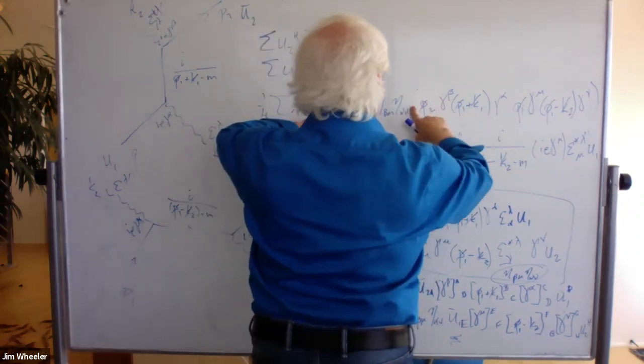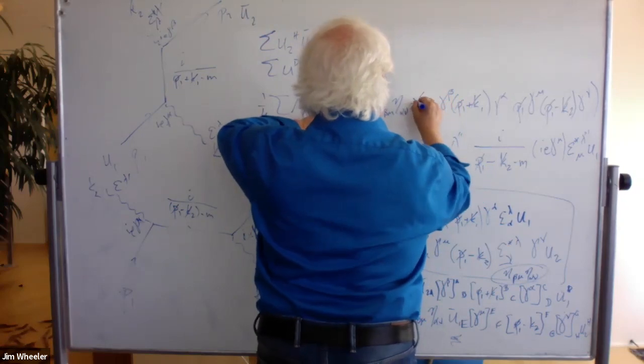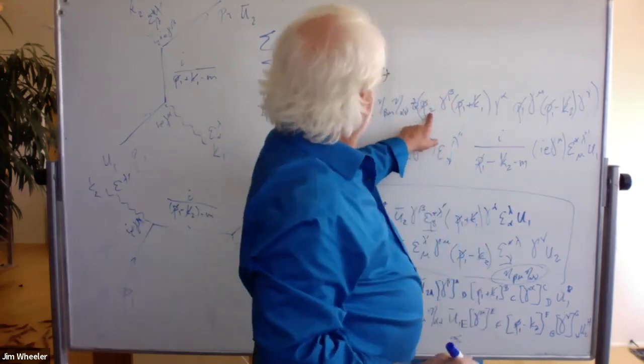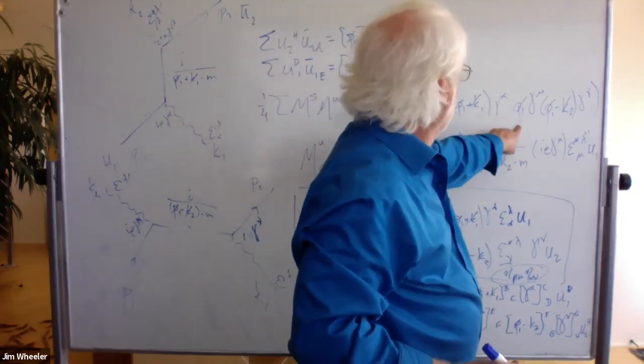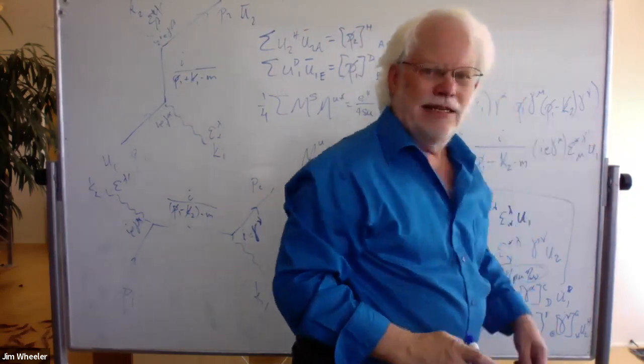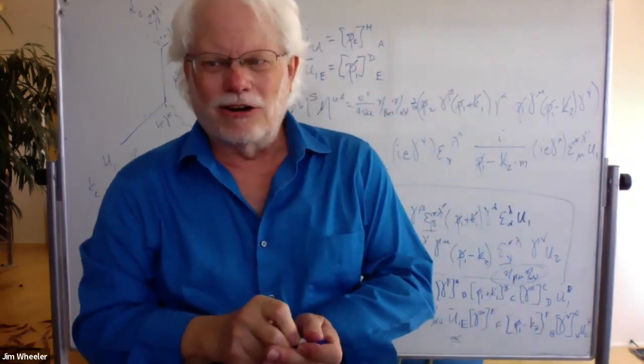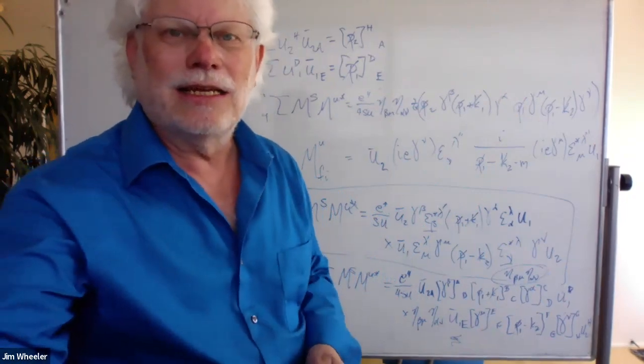e^4/4 S U(β, β mu, β alpha mu, like that. And then trace of that. There's 1, 2, 3, 4, 5, 6, 7, 8 gamma matrices here. So we're looking at a trace of 8.